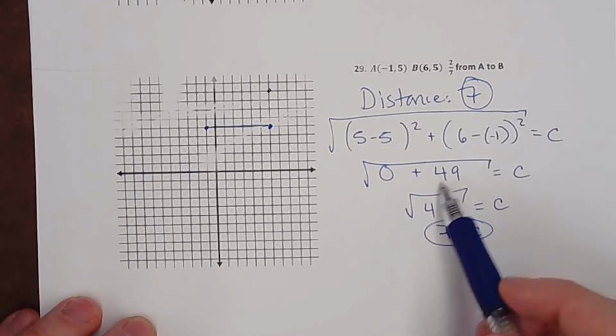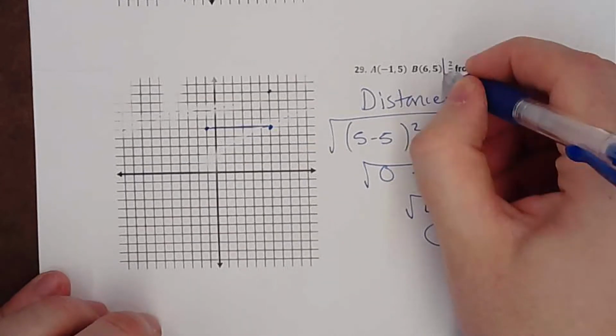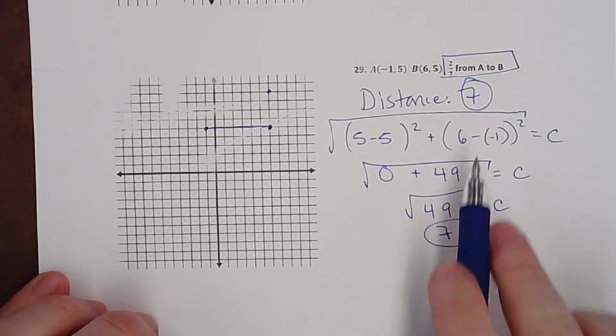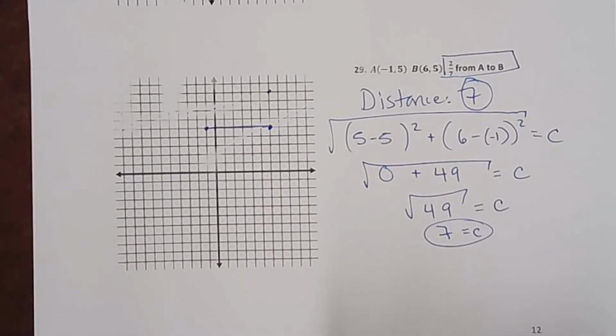What does it mean by 2 sevens? So this is separate. Remember, they want us to find the distance, which we did. It's 7, right? Now they want us to find the point that's 2/7 of the way from A to B.